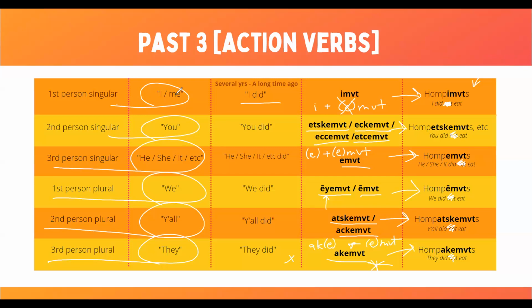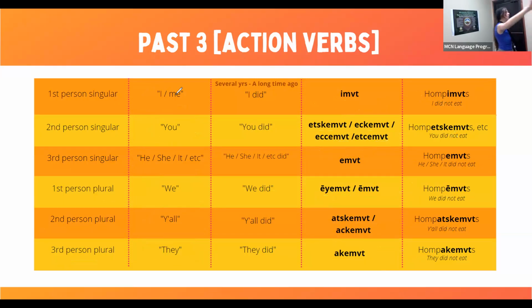Hombagimuts. Nice. Any questions on this one before we get into practicing? I had a question. On the second person singular, for that version with the double C and the E, is that pronounced etchima or etchima? It'd be itchy. Itchy. So hombitchimut. Etchima. Nice. Hombitchimuts.